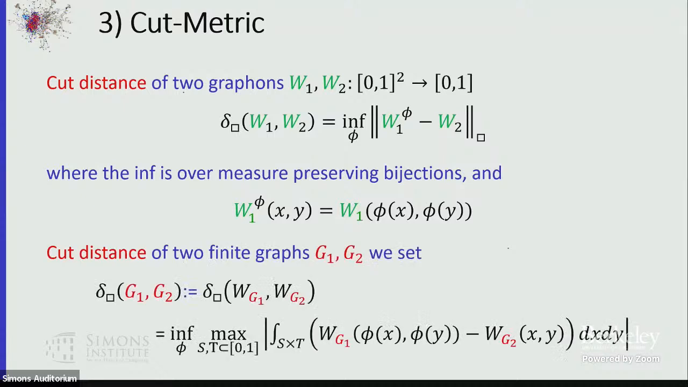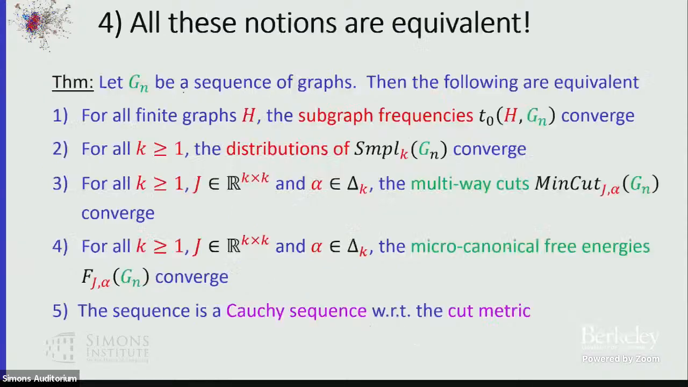And so now we define the cut distance between two graphs by taking the cut distance between the step functions, and then inserting all of this. So here is your full formula for the distance between two graphs. All this we had done last time, and I had stated that theorem. You have these different notions: the subgraph frequencies, the distributions. We already know these are equivalent. You have the microcanonical free energy. And the theorem says that being a Cauchy sequence with respect to this cut metric is equivalent to all of this. Yes? Is it meaningful to normalize the cut distance with the volume of S cross T?